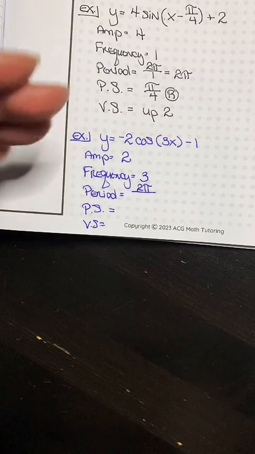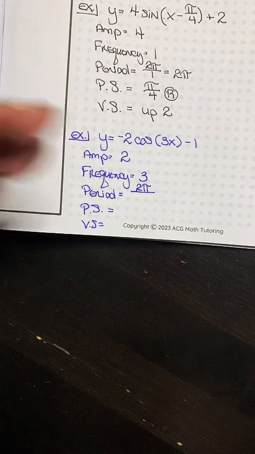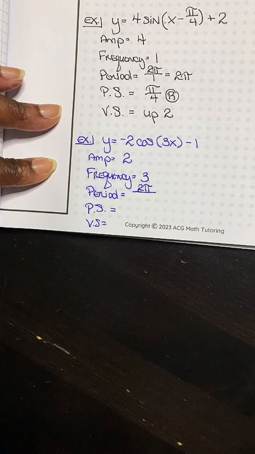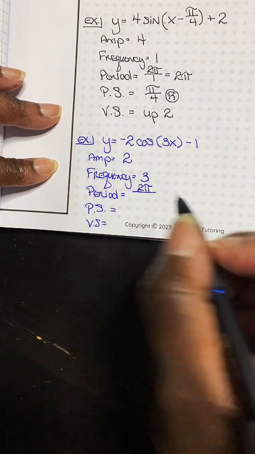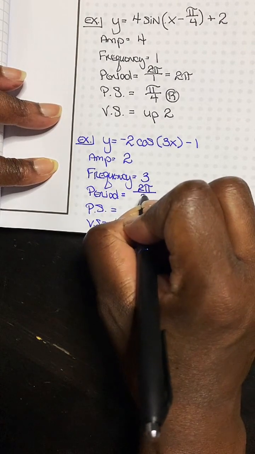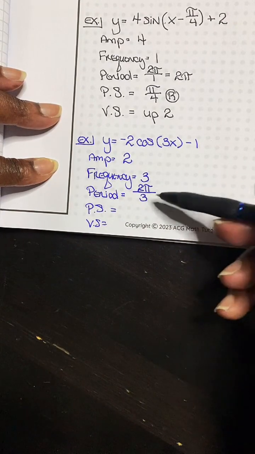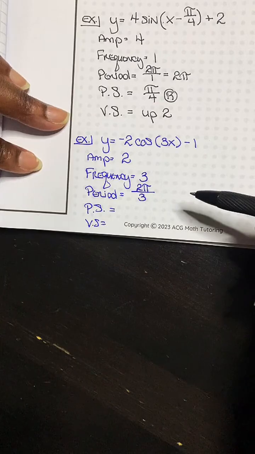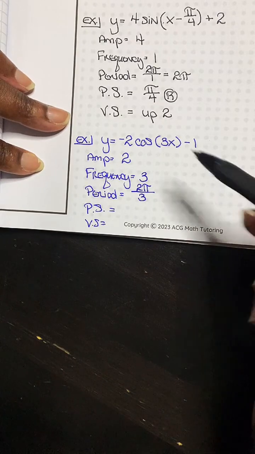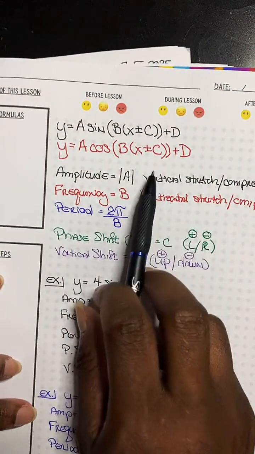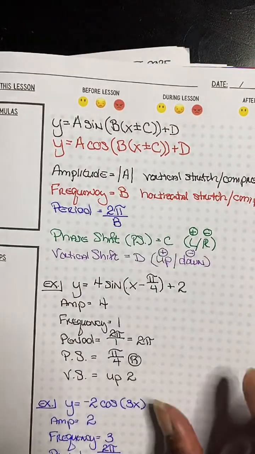Probably people are like, I put it right there. It's already there. Yes, it's going to be that 3 that you guys found. Okay, so it's always 2 pi over that frequency. And we don't need to reduce it because we can't. So it's 2/3. Now, the phase shift is your C.